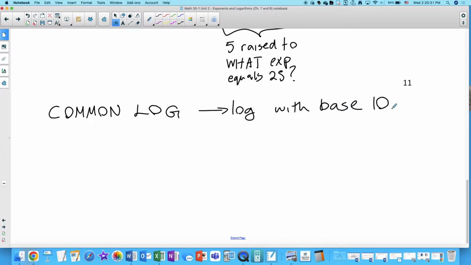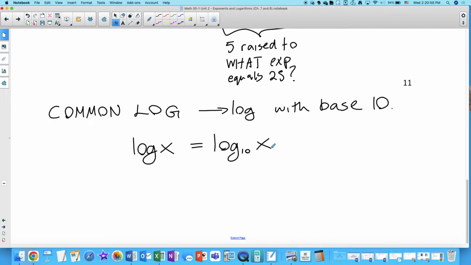Okay, when you have a common logarithm, you don't actually have to write the base in. So if you see log of x, that equals log base 10 of x. It's almost like with a radical when you're taking a square root, you don't need to put the little 2 in there. We just assume that we're looking at an index of 2. Same thing with the common logarithm.